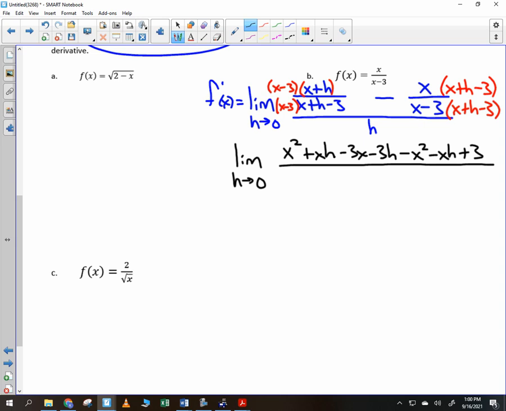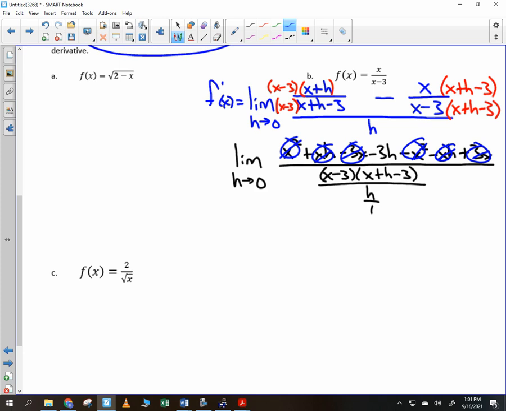Over, I'm not going to multiply the denominator out. Usually it's nice to leave the denominator in factored form, x minus 3 times x plus h minus 3. It's nice to leave it in factored form. Usually works out quite nicely. All over what? H. What do you notice? X squares are gone. XH's are gone. Negative 3x and positive 3x are gone.